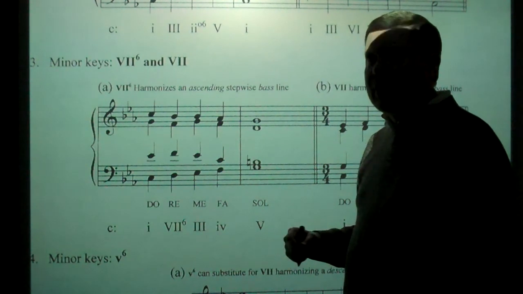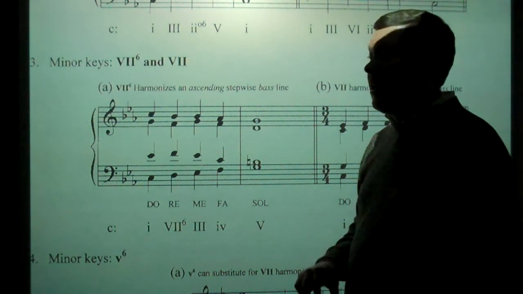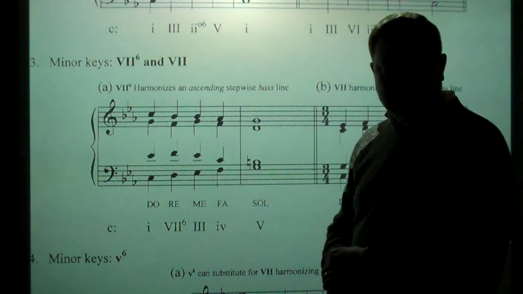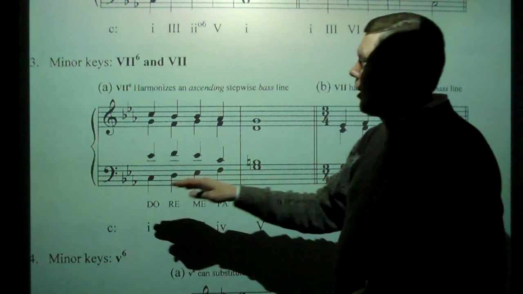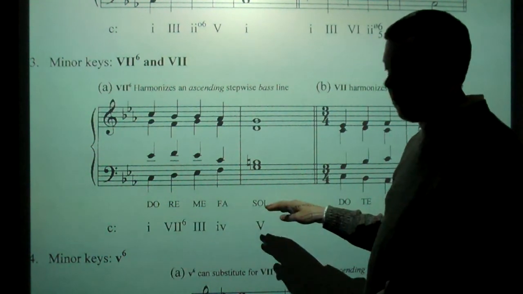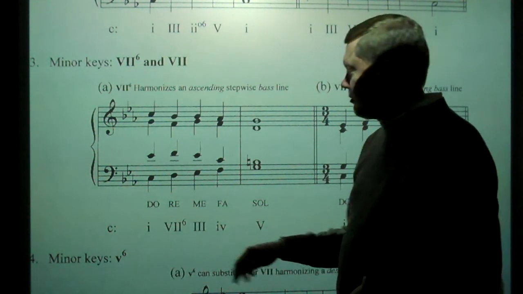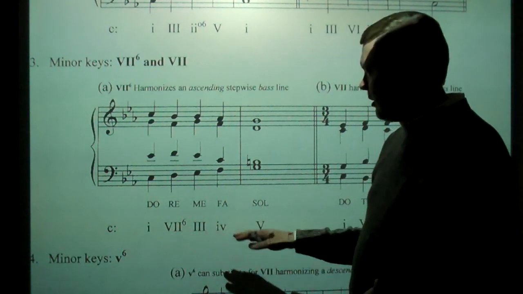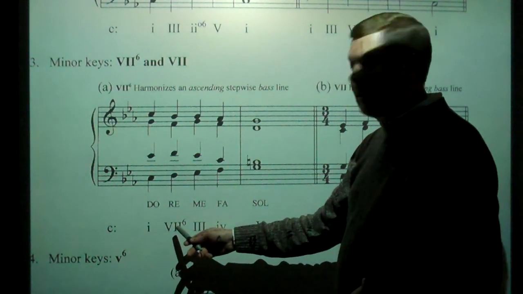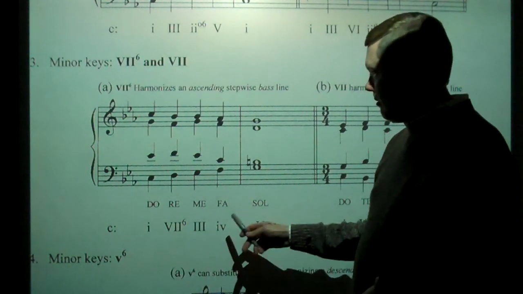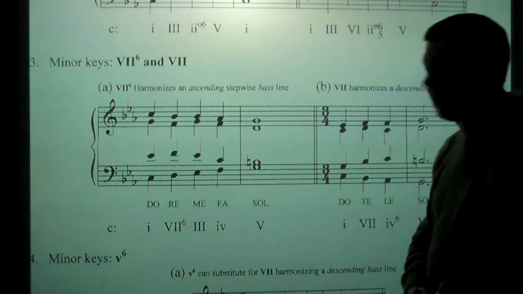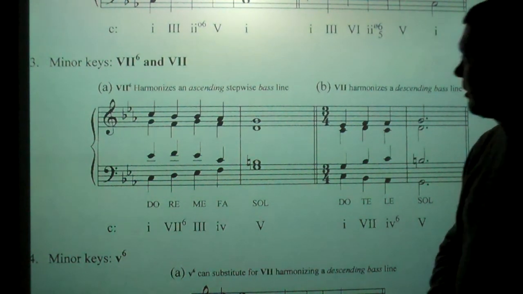So one of the short progressions that I'm going to want you to memorize for the next test is that when you have an ascending bass line, do, re, mi, fa, sol, you harmonize those notes with these exact chords in these exact bass positions: 1, 7, 6, 3, minor 4, major 5. Let's listen to what that progression sounds like.